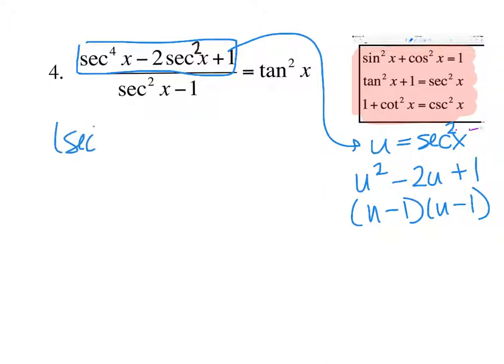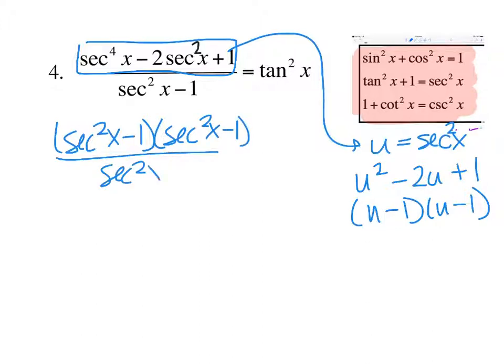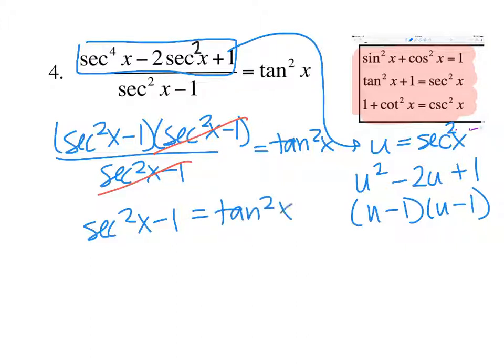So it's going to be secant squared x minus 1 because we called u secant squared. And then times secant squared x minus 1 over secant squared x minus 1 equals tangent squared x. One of these cancels with one of those. We still have one left. So secant squared x minus 1 is equal to tangent squared x.